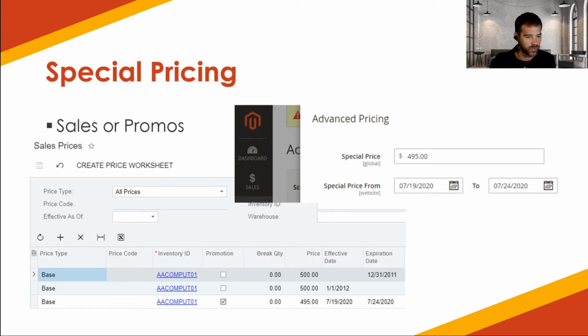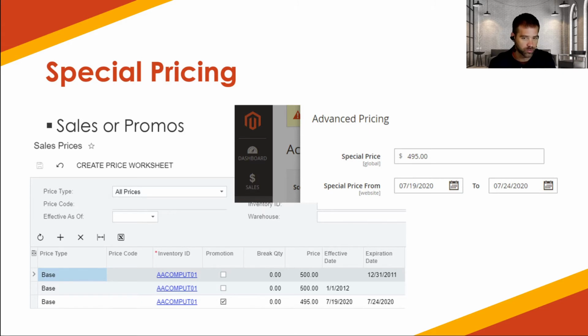So let's jump into special pricing first. Now, in Magento, there's an entire promotions engine that relates to special pricing that falls in line with coupon codes and shipping promos and things like that. That's not what we're looking at today. Today, what we're looking at is how special pricing relates to a sales price inside of Acumatica or inside of your ERP. So in Acumatica, you have the sales prices.